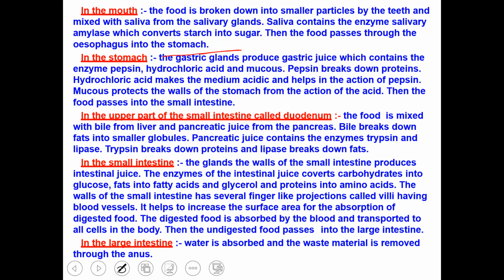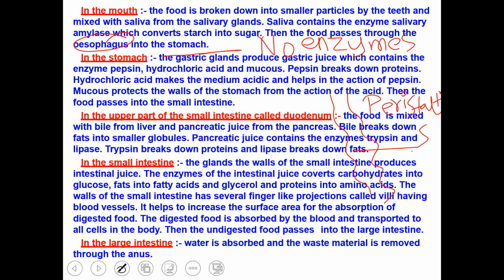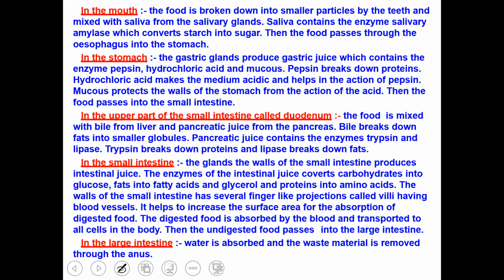So in the food pipe, no enzymes are present. So no digestion takes place in the food pipe. Only peristaltic action, that is the movement of a food in the form of a wave. So this is called as peristaltic action, which takes place in the food pipe. Peristalsis.